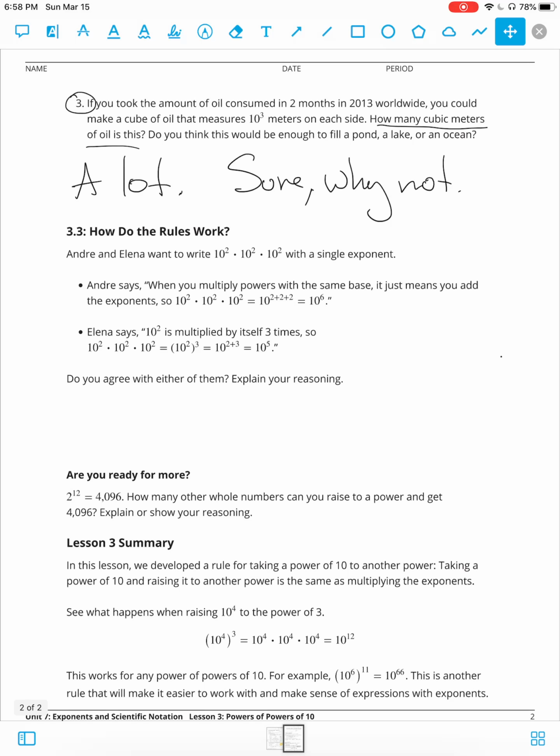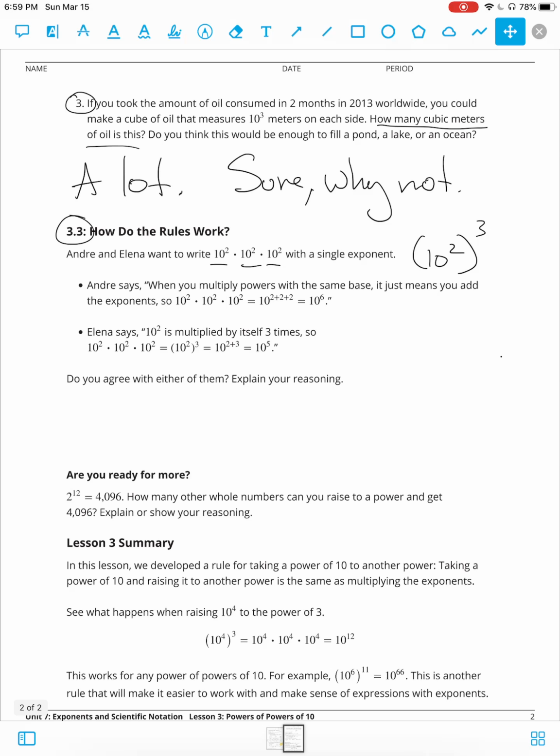Why not? Let's look at 3.3. It's more important anyways. Andre and Elena want to write 10 squared times 10 squared times 10 squared with a single exponent. Oh, you know what, actually? How many copies do we have? 3 of them, right? So I know it's going to be something to the third power, and each of these is a 10 squared, so I think that's what it's going to look like.